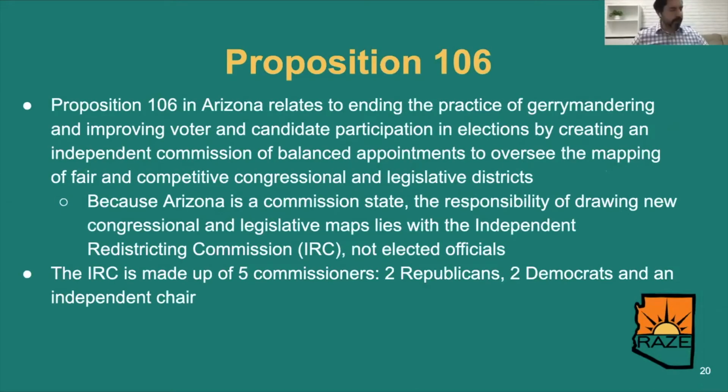All right, we're going to be talking about a little bit of Arizona's process. Proposition 106 in Arizona relates to ending the practice of gerrymandering and improving voter and candidate participation in elections by creating an independent commission of balanced appointments to oversee the mapping of fair and competitive congressional and legislative districts.